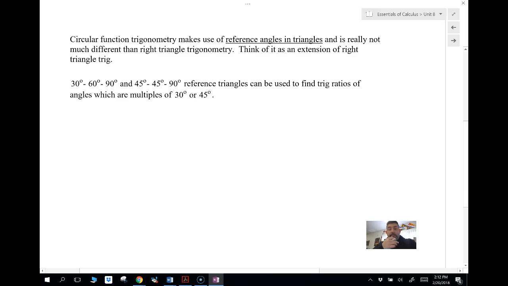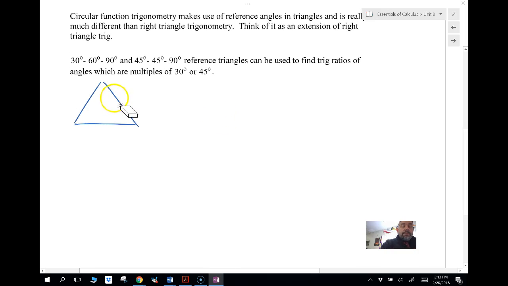All right. Okay, let's take a look at some other ones here. We use reference angles in the triangles. Really not much different than the right triangle trigonometry. So some reference angles are 30, 60, 90, 45, 45, 90, 30, 45s. So just, if you know, for remembering things, so let's say I have a 60.